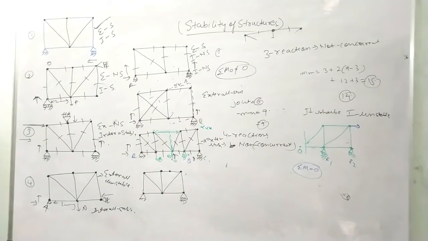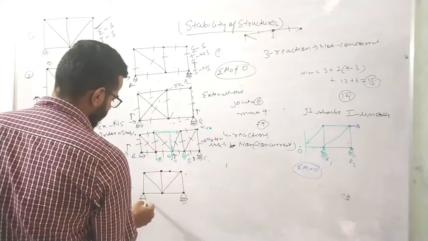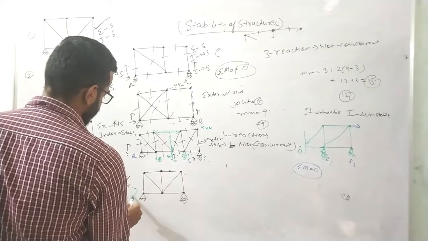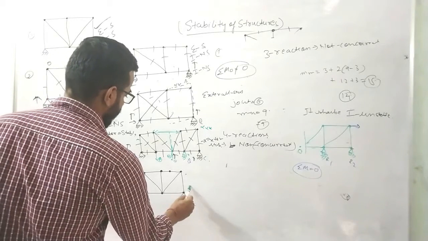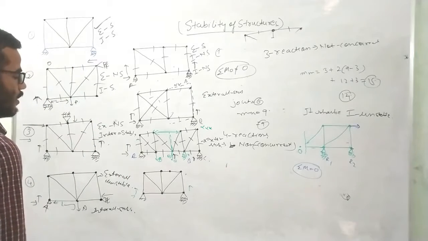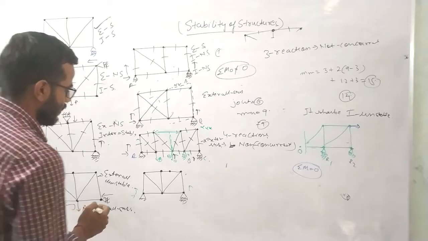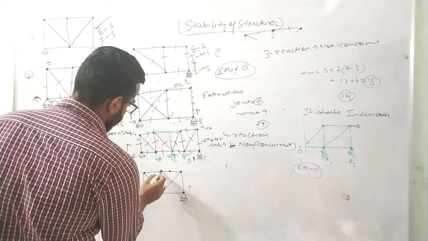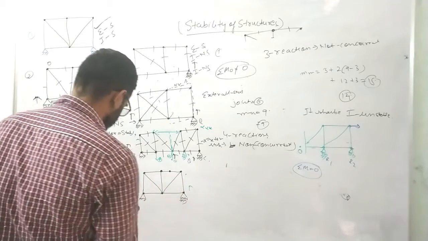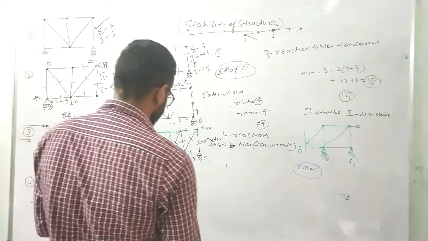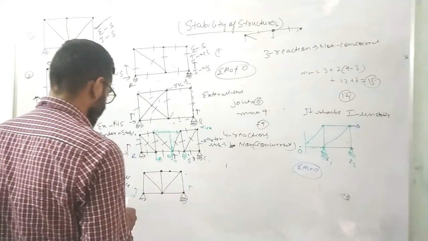Now we'll come to the last problem. Here we have some vertical reactions and a horizontal reaction. How many joints are there? 1, 2, 3, 4, 5, 6, 7. So 7 joints. How many minimum members are required?